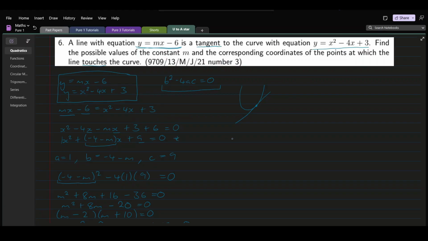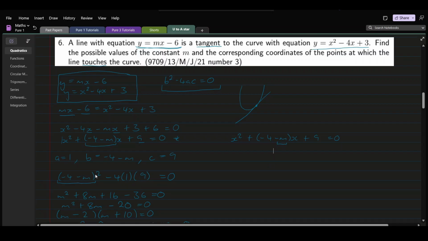Let me write it on the side so that it's clearer. That's x squared plus negative 4 negative mx plus 9 is equal to 0. So this is the equation that will give us the coordinates of the points at which the line touches the curve. But now that we have the values of m, we can simply substitute those values and then solve the resulting quadratic and get our coordinates.